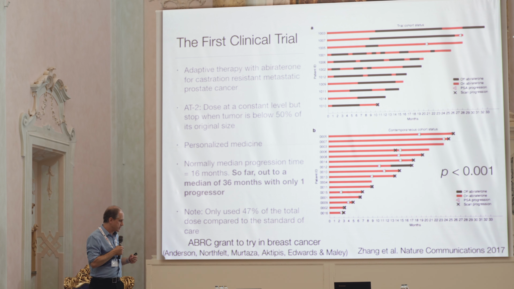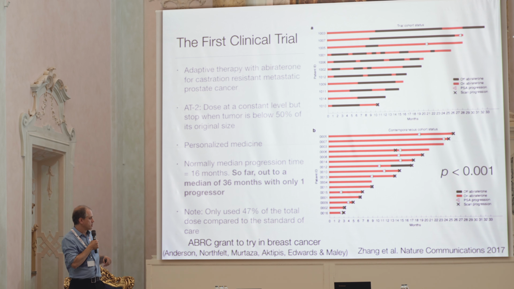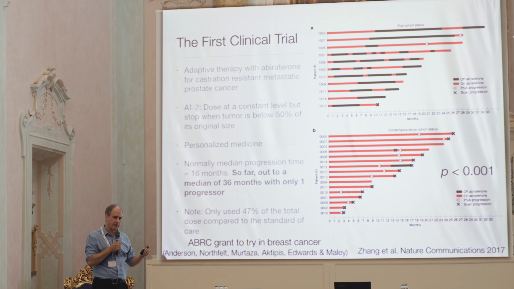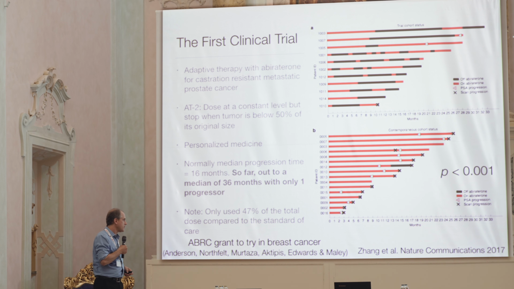The idea here is that you withdraw the drug, you go on a drug holiday before you've killed all the sensitive cells. So in the case of prostate cancer, if the PSA level drops below 50%, then you stop dosing. And that's the black bars on the upper graph there. Whereas the standard of care is just to keep these patients on the drug, abiraterone, continuously until the tumor starts growing again. And that's the lower bars here, which is the control condition.